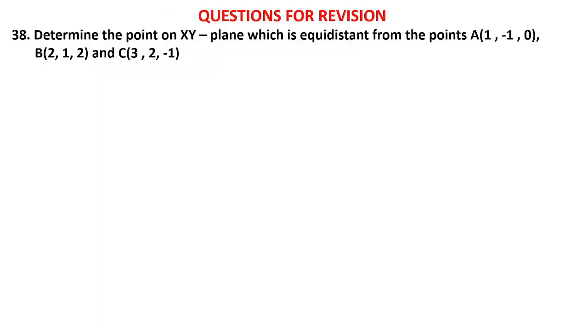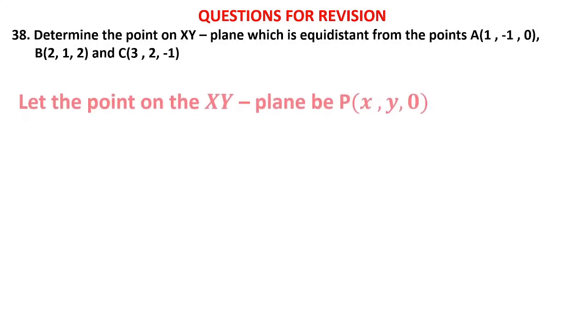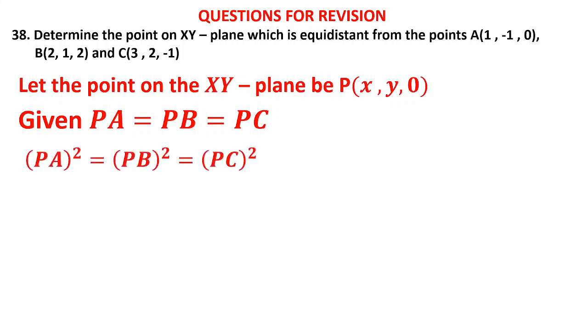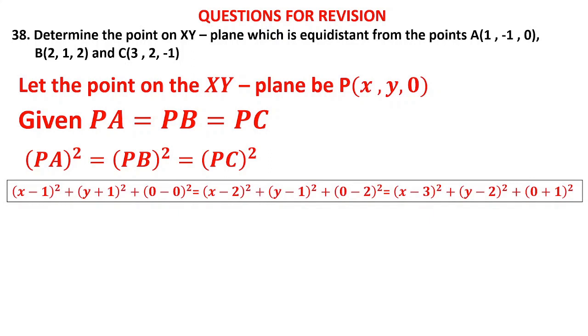Well, let us move on to a question from 3 dimension. You have to get a point on the xy plane which is equidistant from the given points. Let the point be x, y, 0 because it is on the xy plane. Now its distance from the 3 points are equal. Therefore, PA square is equal to PB square is equal to PC square. I am using the distance formula. When I am using the distance formula, I am getting 3 terms now.